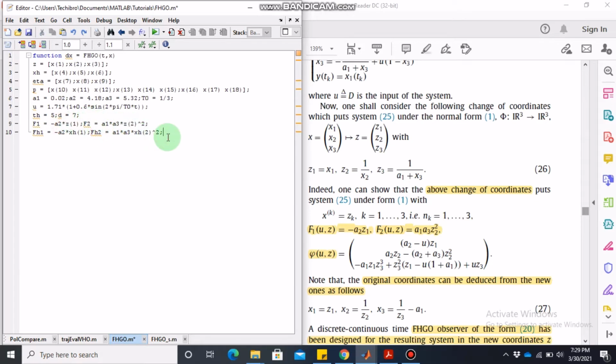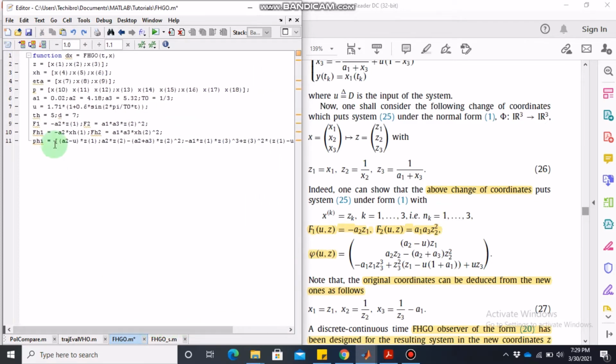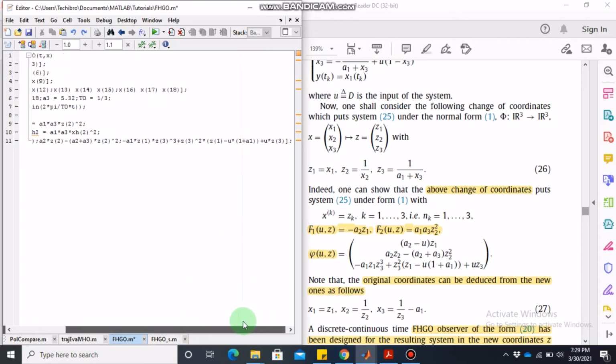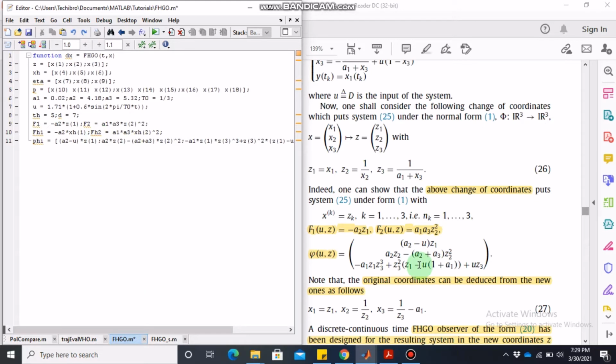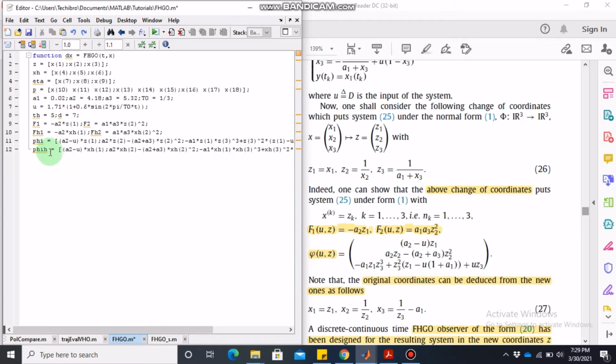And then we need to have this phi, which is also given here, a2 minus u times z1 and so on. So this whole line is the value of this vector phi as it is given in the paper. And then we need to make a copy of phi in terms of x hat. So in phi hat, instead of z1 we use x hat 1, wherever there is z2 we use x hat 2. So this is the copy of the phi for the state estimates, for the dynamics of the state estimates.